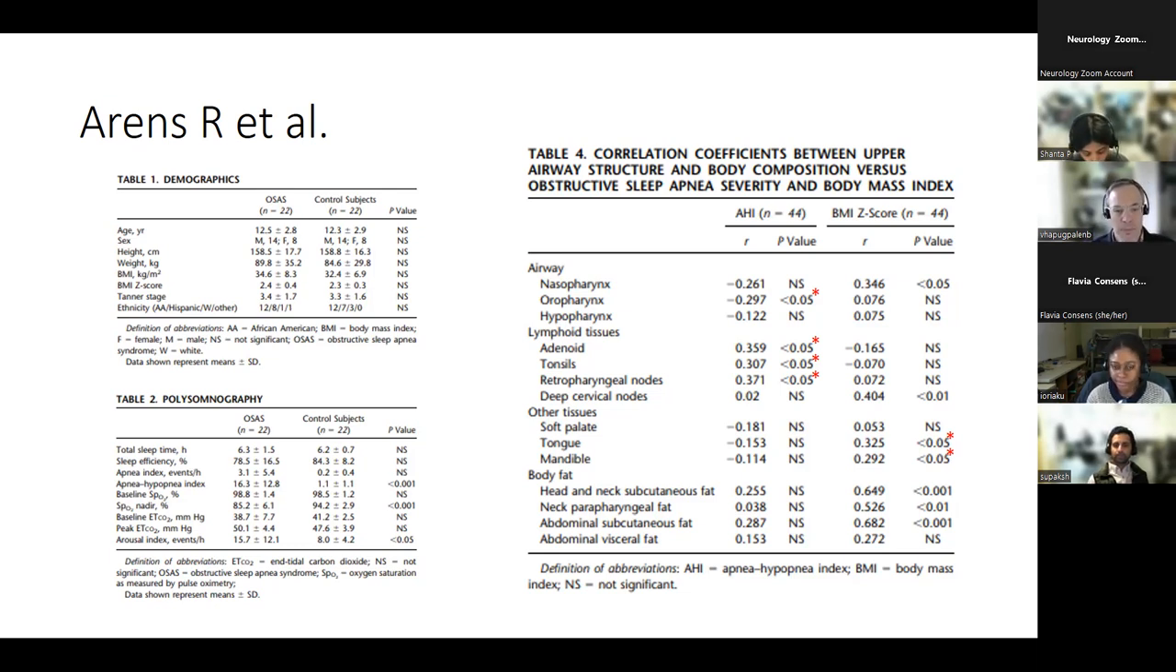And so overall, they concluded that upper airway lymphoid hypertrophy is significant in obese children. There was a surprisingly lackluster correlation between size and obesity, which was surprising to them.